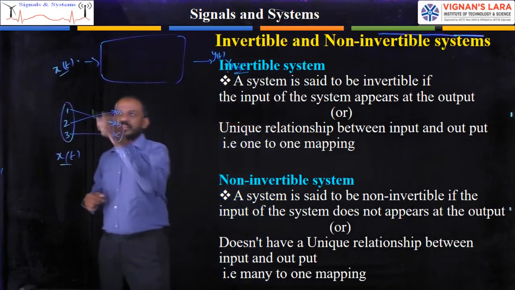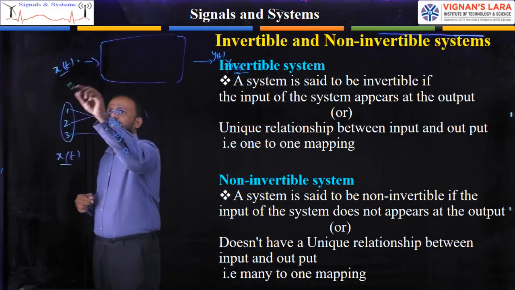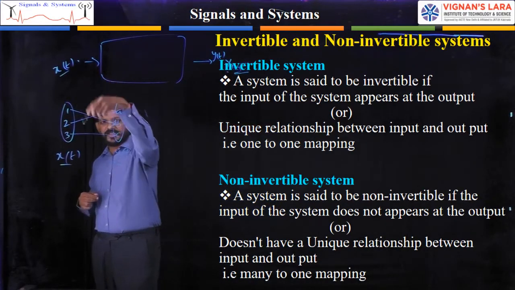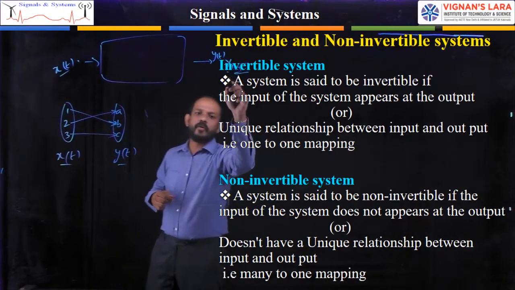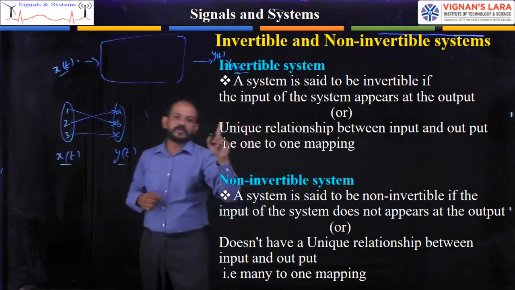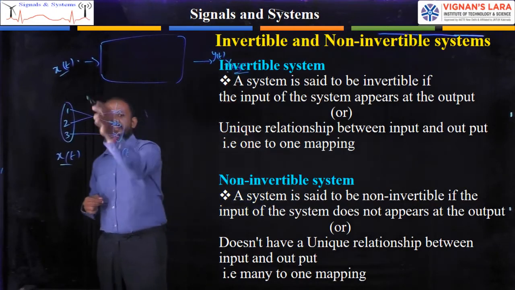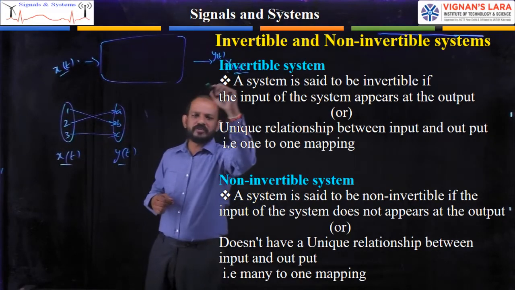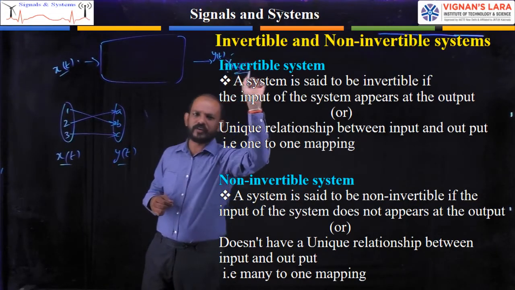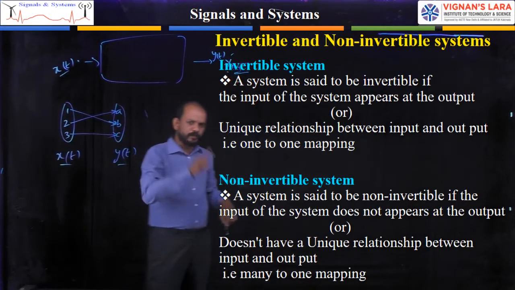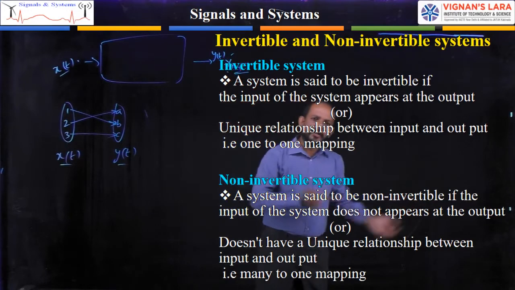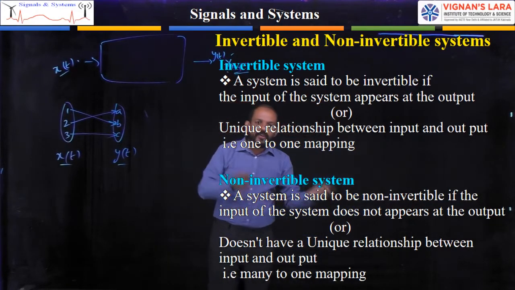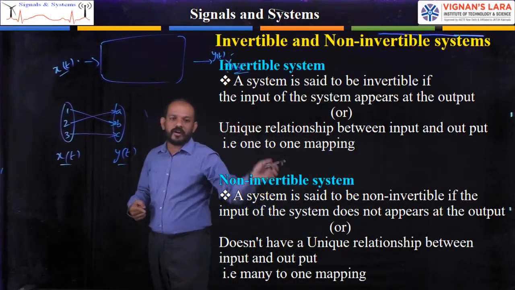Let us take the inputs x1 of t, x2 of t, and x3 of t. There are 3 different inputs, but I have only one output. The system is producing the same output y of t. For x1 of t it is producing y of t, for x2 of t it is producing y of t, and for x3 of t it is also producing y of t.